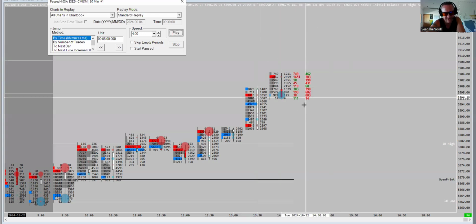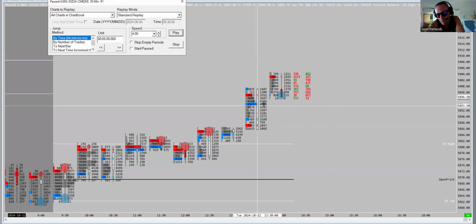Again, this is our study right here. I put it beside my footprint bars as I read. So what does this 462 represent? A lot of bidding came in here. A lot of people bought the top. Well, what does that 462 mean? It's the difference between 1211 and 749. A lot of people bought the high there. Yep, they sure did. And they got sold into.